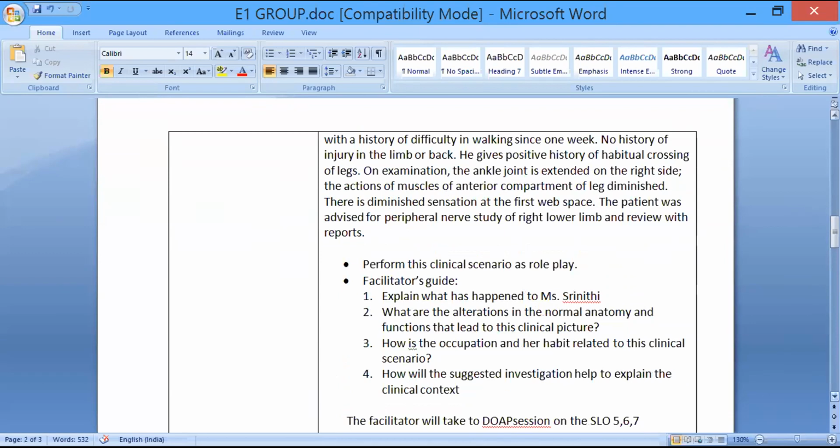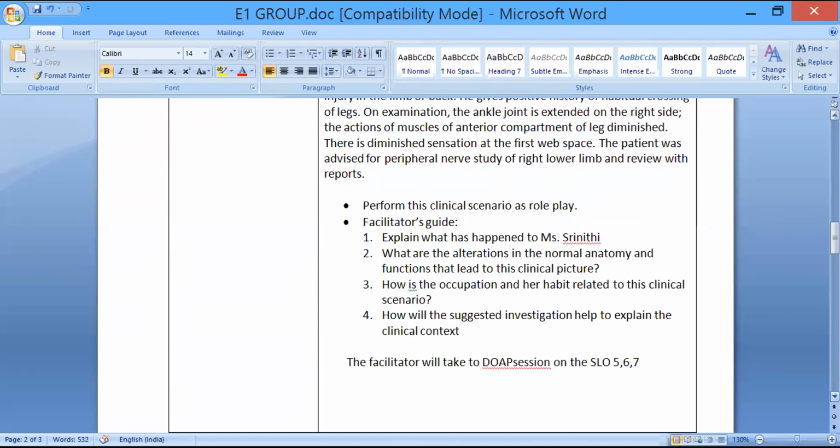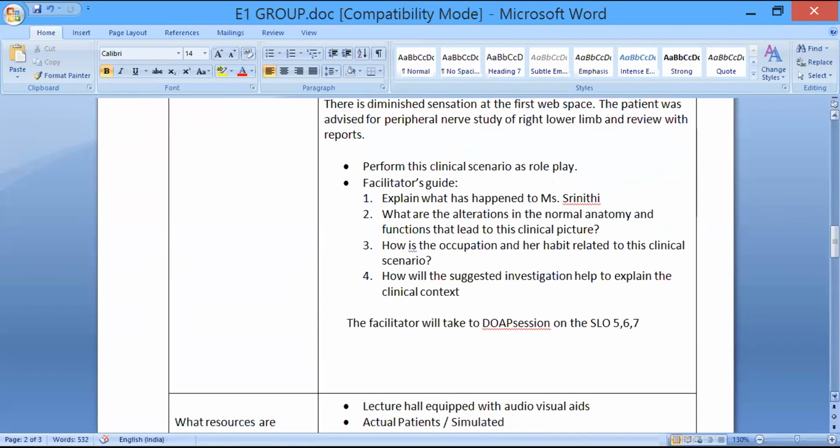So this was performed as a clinical scenario as a role play. The facilitator guide was: Explain what has happened to Miss Srinidhi. What are the alterations in the normal anatomy and functions that lead to this clinical picture? How are her occupation and her habit related to this clinical scenario? How will the suggested investigation help to explain the clinical context? After this, the facilitator will take the DOAP session regarding SLO 5, 6 and 7.